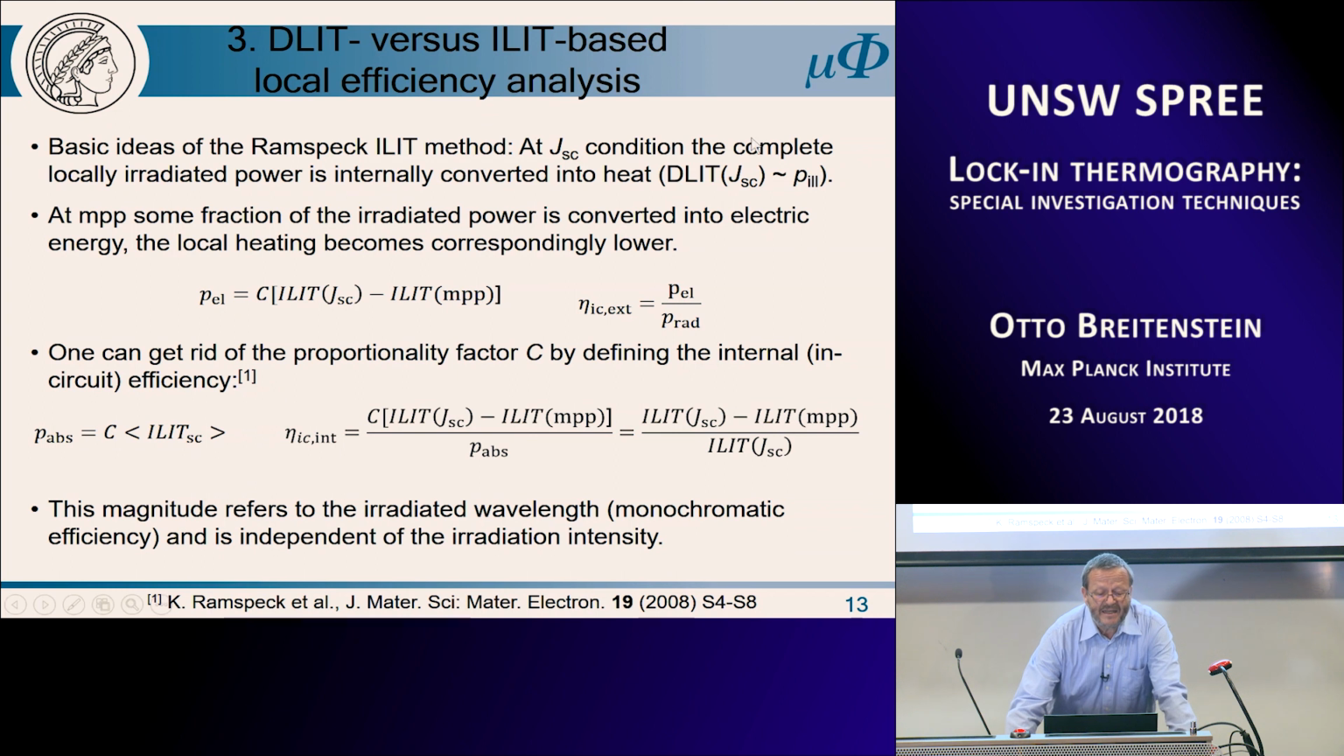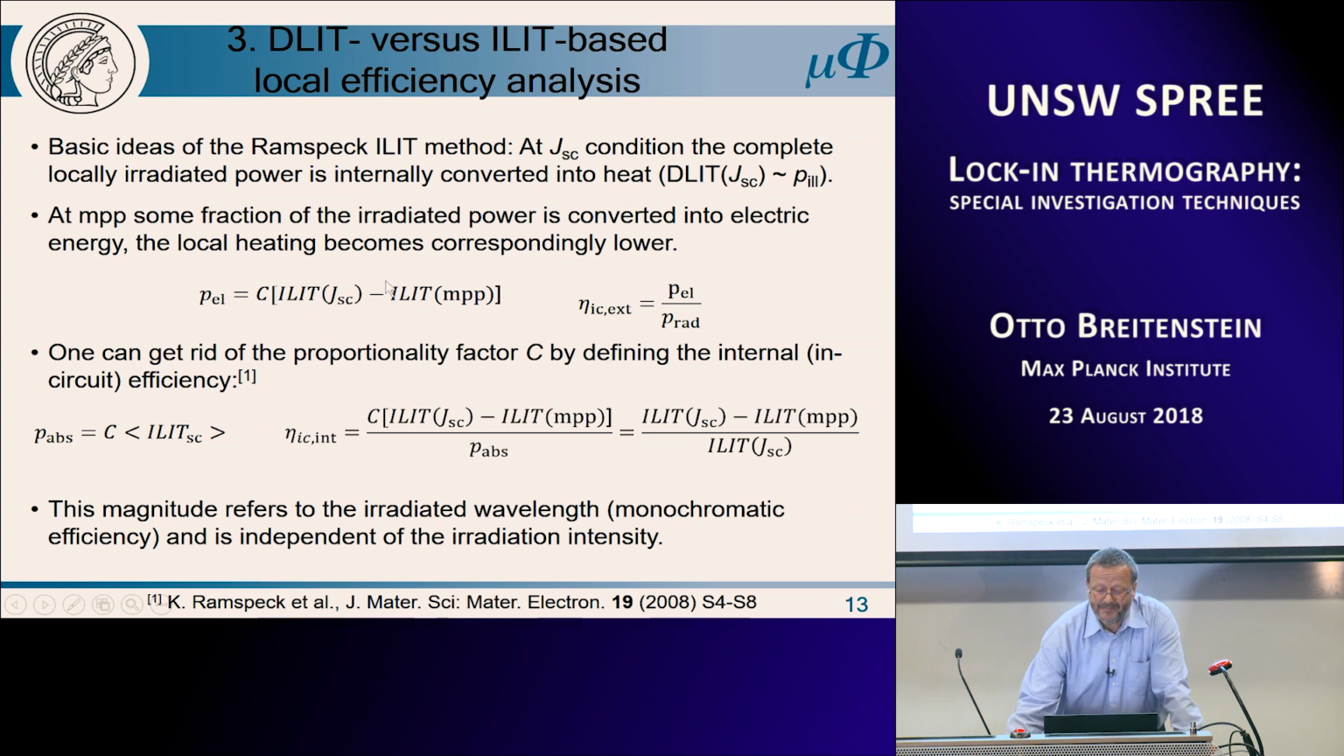So the basic ideas of the Ramm-Spec method are the following. At a short circuit condition, the complete locally irradiated power density, actually the absorbed power density, is internally converted into heat. So at maximum power point, some fraction of the irradiated power is converted into electric energy and fed away. Therefore, the local heating becomes correspondingly low, and we can say the electrically generated power density locally is proportional factor C times the difference between JSC ILIT and MPP ILIT.